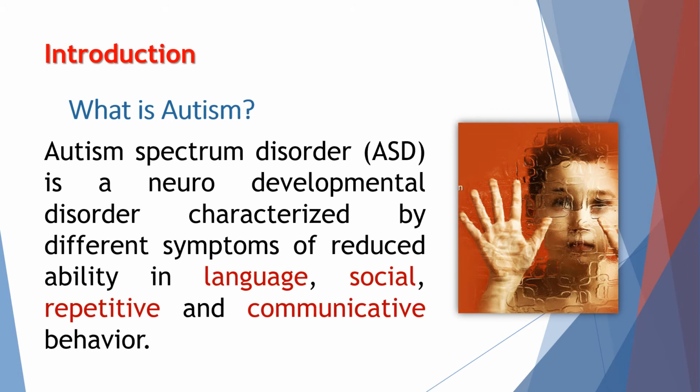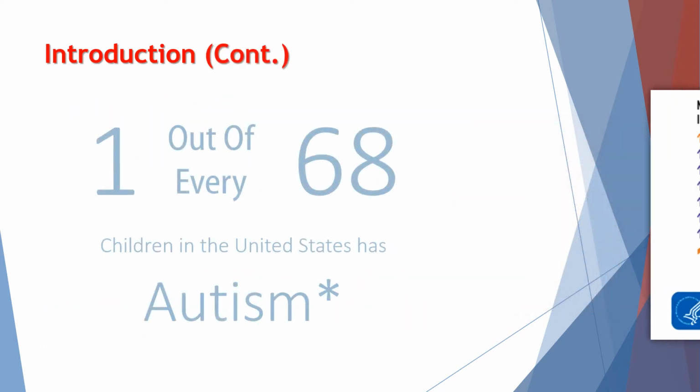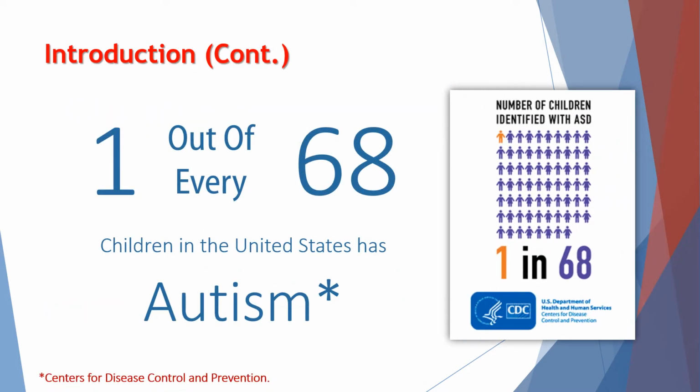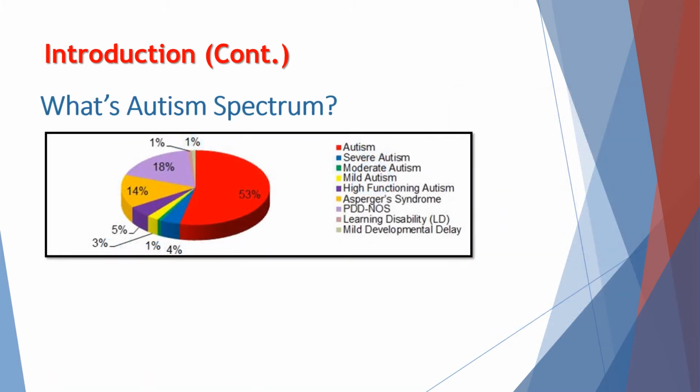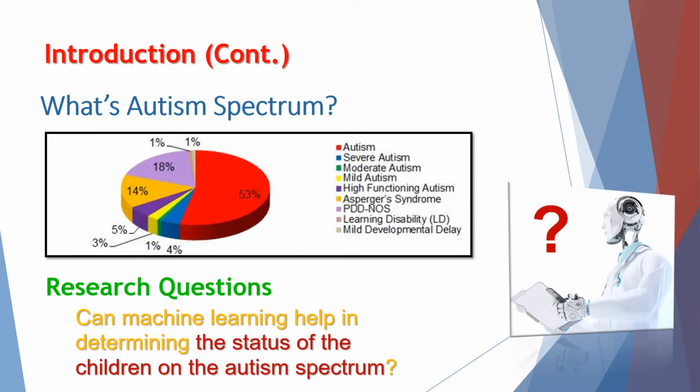So what is autism? Autism spectrum disorder, or ASD, is a neurodevelopmental disorder characterized by different symptoms of reduced ability in language, social, repetitive, and communicative behavior. According to the CDC, 1 out of every 68 children in the United States has autism. The autism spectrum includes a range of different grades. So the research question is, can machine learning help in determining the status of the children on the autism spectrum?